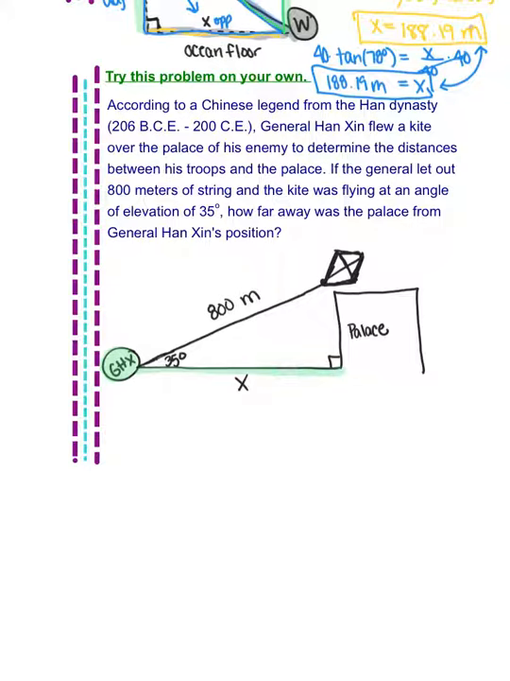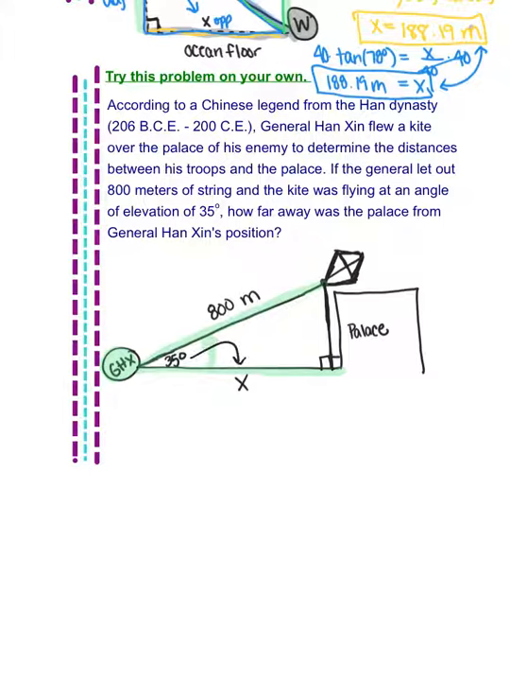He lets out his kite, and of course the kite is going to fly up over his palace, so I have this angle of elevation. And they said he let out 800 meters of string, so it's important that you recognize that that 800 meters is the diagonal of this right triangle. So I have my palace, and I'm creating this right angle with the kite right here. So when I'm looking at the angle that I have, I want this right here.